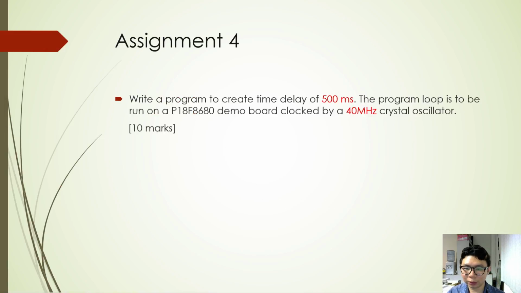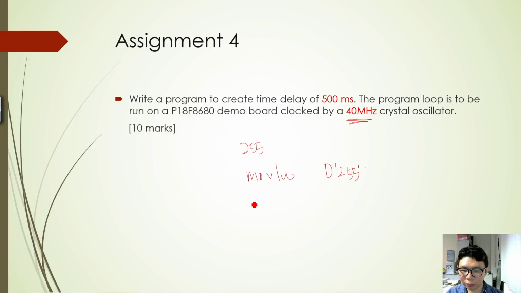I believe in your assignment 4, you are given a task to create 500 milliseconds, and the program is to be run on a 40 megahertz crystal oscillator. So I believe you can do the same. Bear in mind that PIC18 only recognizes numbers up to 255. For example, you can do movlw decimal 255. This is the maximum value that you can use.